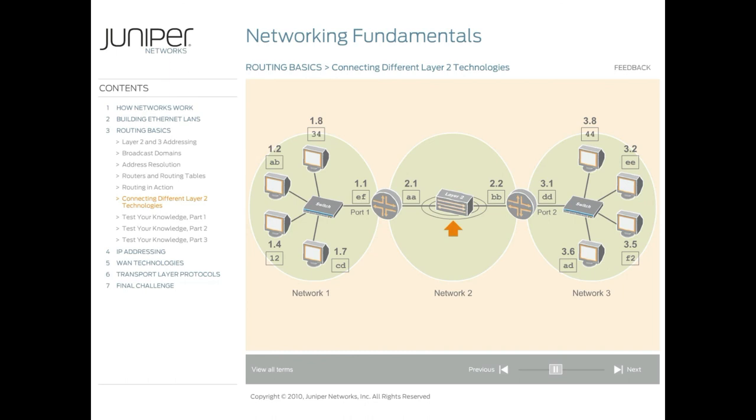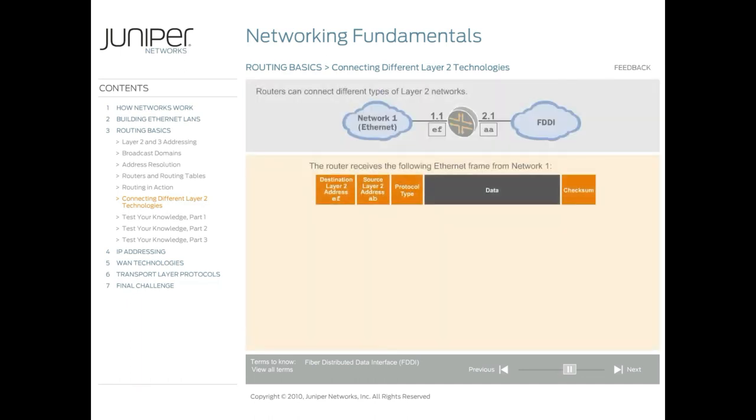Here you see Network 2's data link is now using Fiber Distributed Data Interface, or FDDI, which is a standard for data transmission on fiber optic lines that can extend in range up to 200 kilometers or 124 miles. When the router receives data from Network 1, it strips off the Ethernet frame, performs a route lookup, and determines the next hop address.